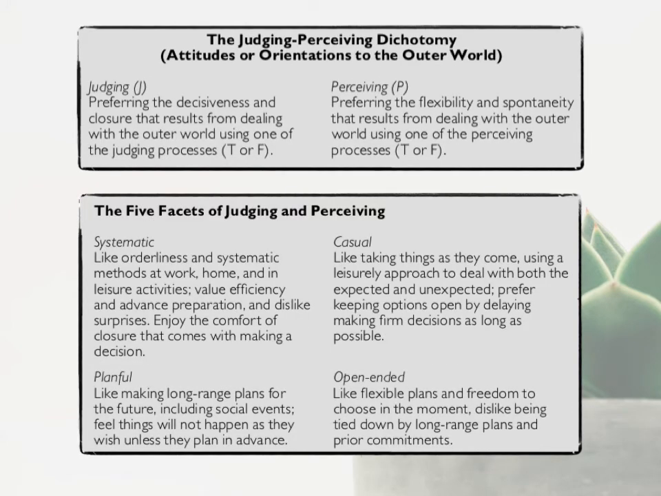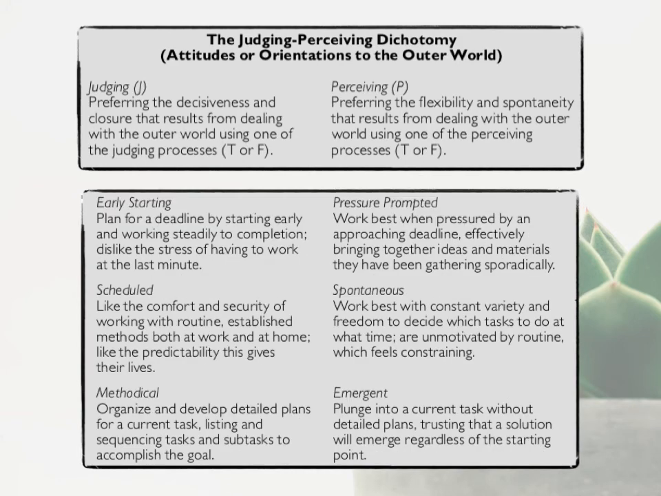And lastly, for the judging and perceiving dichotomy, again, there are five facets. You have systematic and planful for judging. You also have casual and open-minded for perceiving. And lastly, still a continuation of the dichotomy: for judging, you have early starting, scheduled and methodical, while for perceiving, you have pressure prompted, spontaneous, and emergent. Again, these are the facets under each dichotomy.